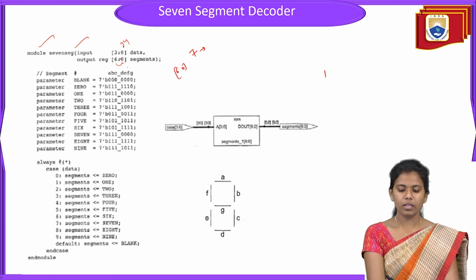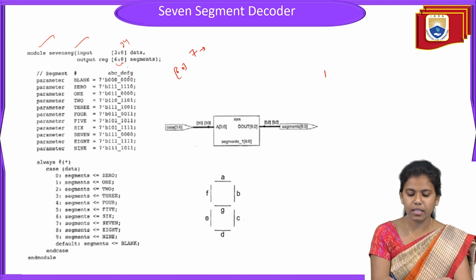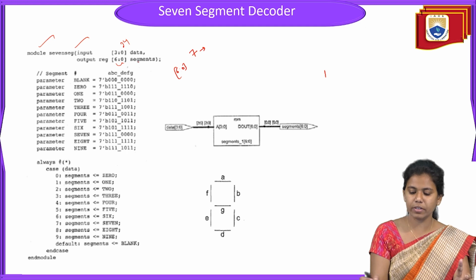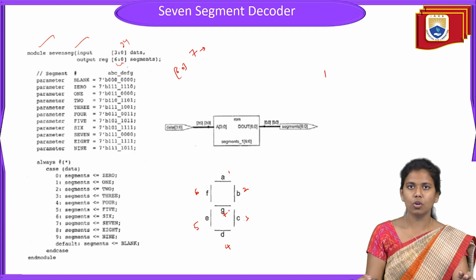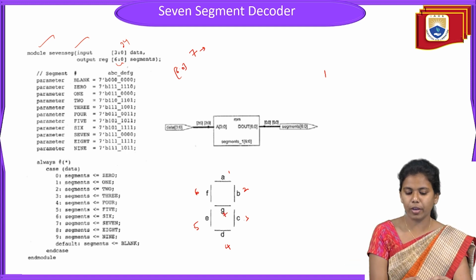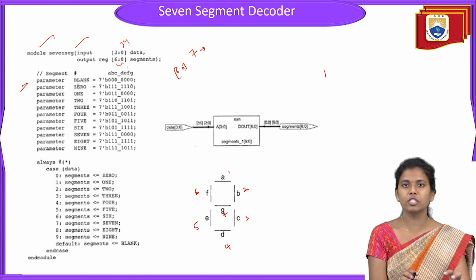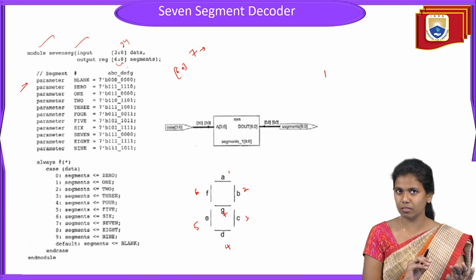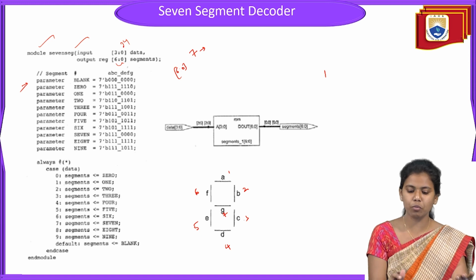Here 3:0 means it's 4 bits of data. So we will see here the segments A, B, C, D, E, F, G. It is a 7 segment, right? So it is 1, 2, 3, 4, 5, 6, 7. For example, parameter blank. That means in the display, if you want to see the blank, nothing should be there on the display part.